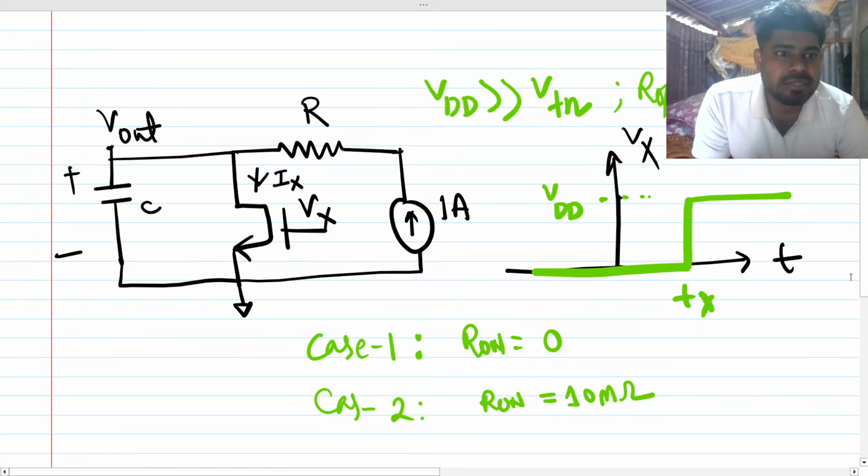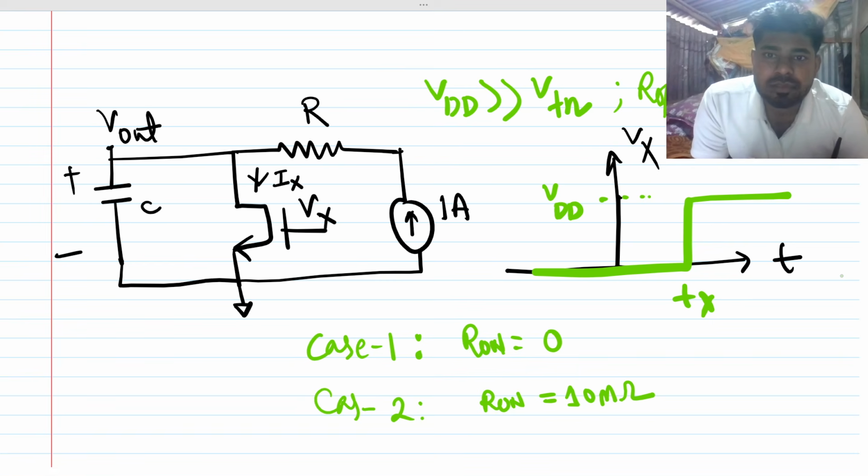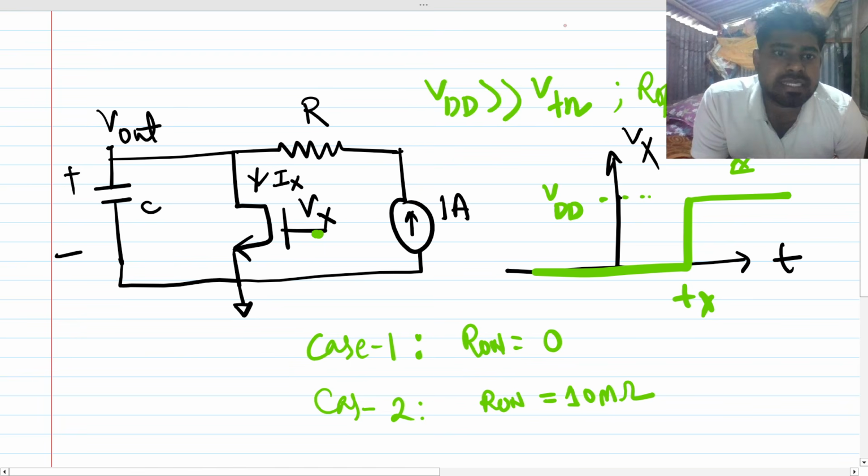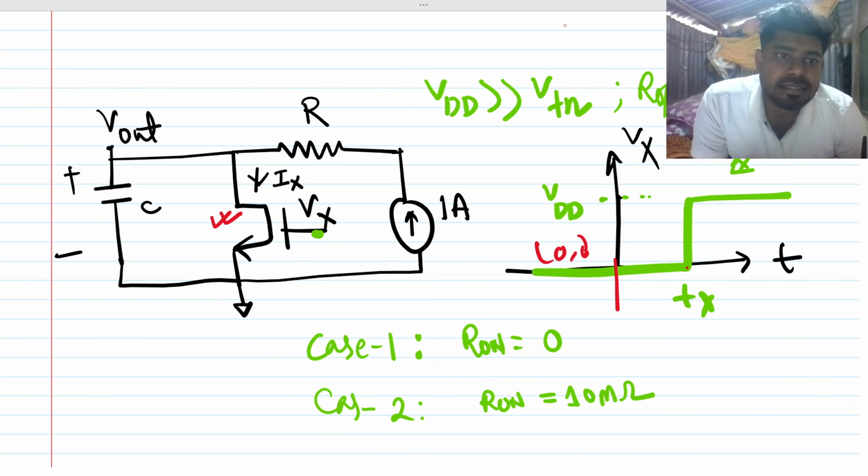So let's solve this very interesting interview question. Here we have an RC based switch circuit, and this MOS is driven by this Vx, and the Vx waveform is given by this waveform. The maximum voltage of Vx is VDD, and this VDD is much greater than the threshold voltage of this MOSFET. Obviously it starts at 0, and the switch is open, and Vx turns from 0 to VDD at time Tx.